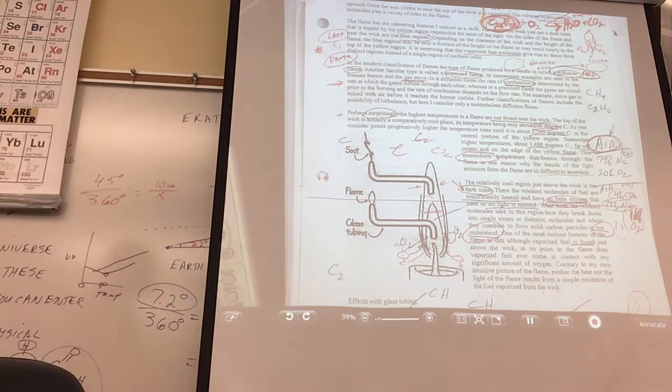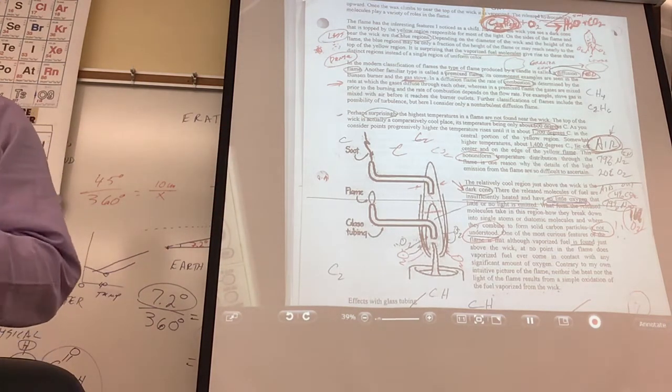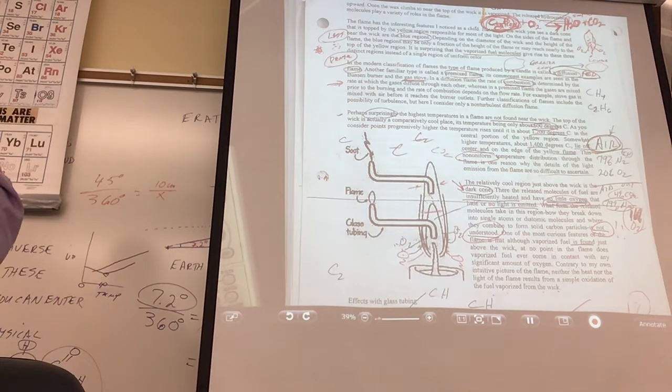They talk about the different regions, and what do you remember about the dark zone? What is it that makes it so dark? Does anybody know what's actually found in the dark zone? Isn't that like carbon that's not hot enough to burn?